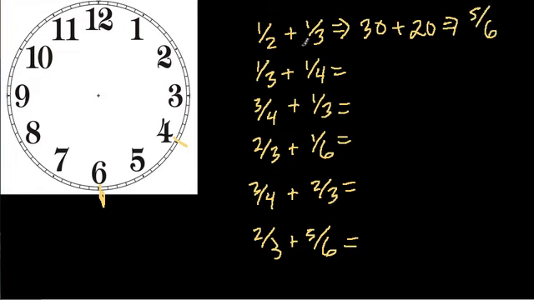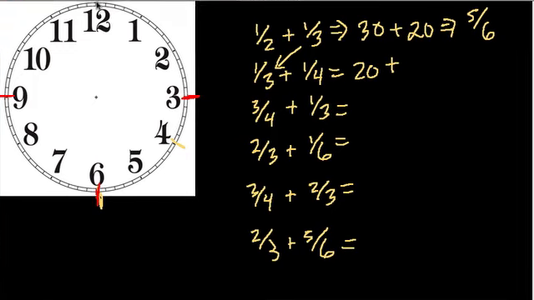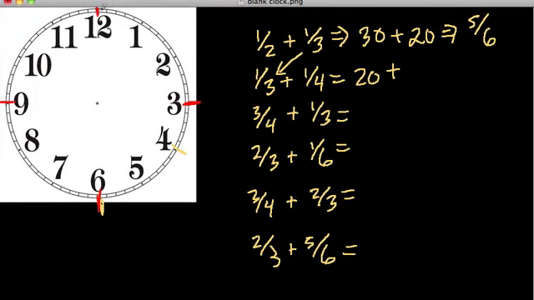And then we move on, we have a third again, so it's another 20 minutes, plus a fourth of an hour. Now you might be familiar with a fourth of an hour, a quarter of an hour, as 15 minutes. 15, 30, 45, an hour. So a quarter of an hour is just 15 minutes. So 20 plus 15 gives us 35 minutes, or 35 out of 60. And again, we're referring to these minutes out of 60 minutes.